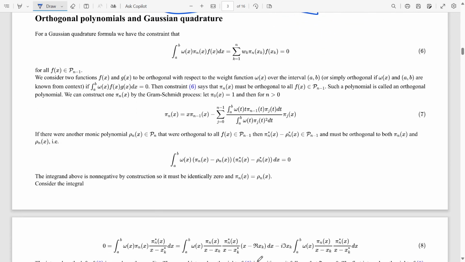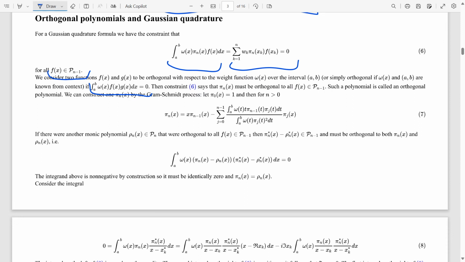Given any f, a polynomial of degree at most n-1, this integral must vanish if the quadrature formula is Gaussian, because every term of that sum would be 0. Two functions are orthogonal to each other if the integral of their product times the weight function omega of x is 0.